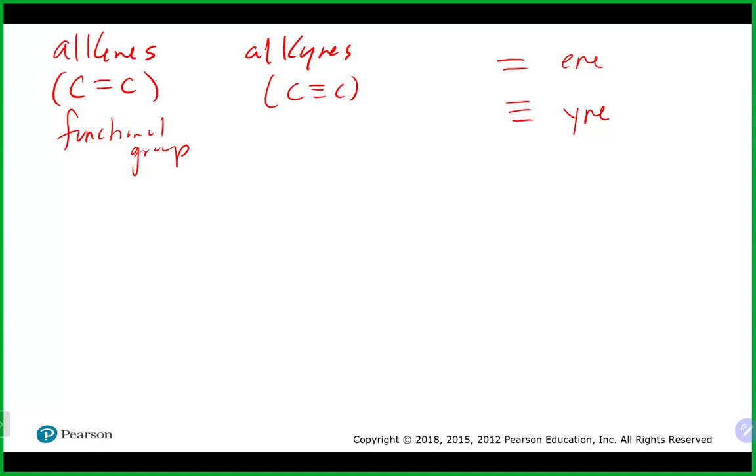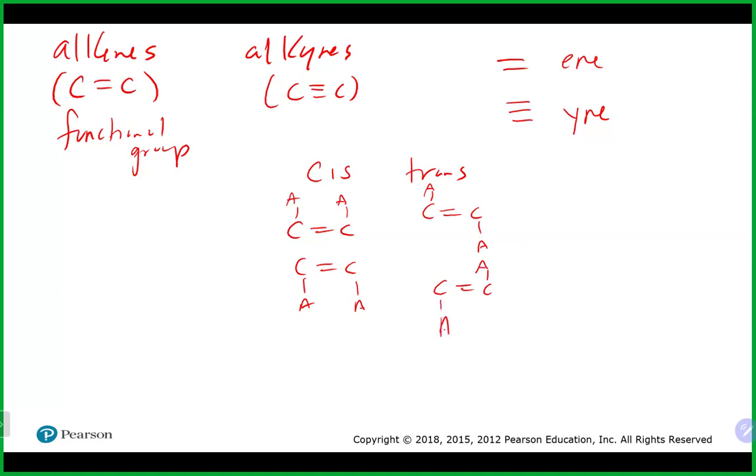We also talked about cis and trans isomers. And remember, cis means basically the same side of the double bond. So you have 2 groups on the same side. It doesn't matter if they're up or down, but they're on the same side. And trans means opposite sides of the double bond. So you have opposite groups happening here, on opposite sides of that double bond.